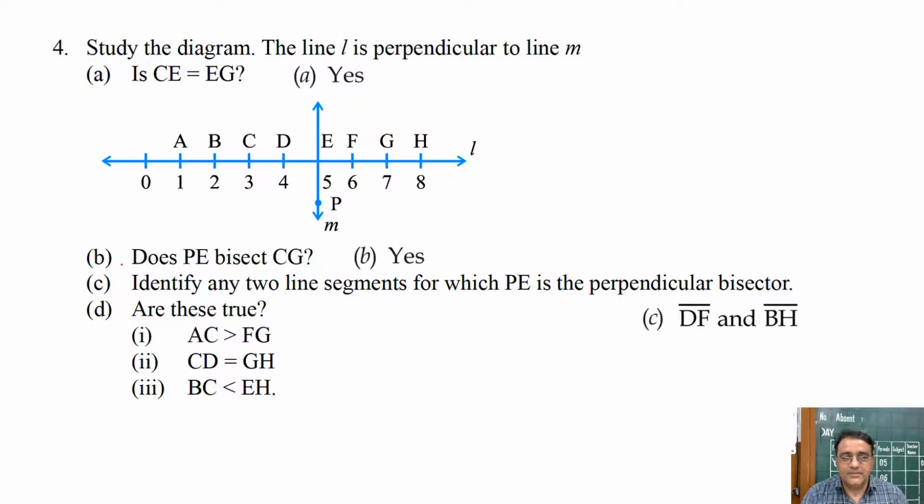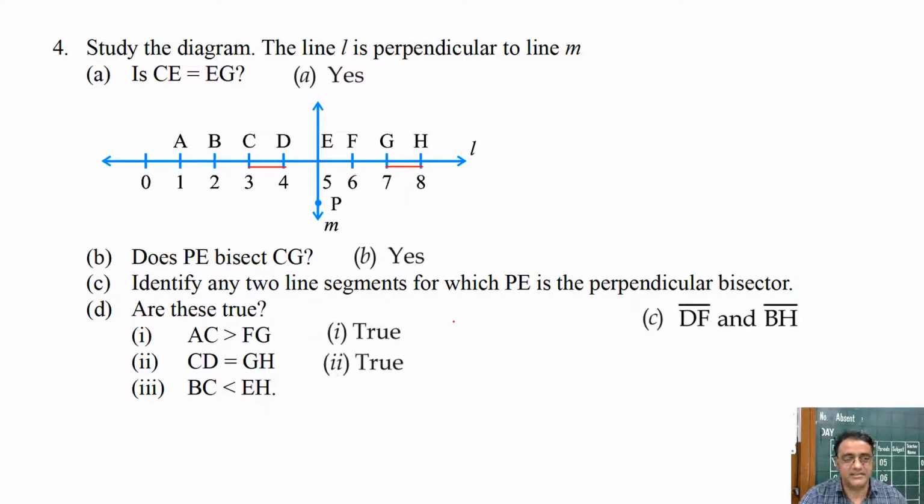So this is question number B and question number C bit. Now third last bit में आ जाओ. Are this true? AC is greater than FG. AC देखो 2 units है और FG is 1 unit. So that means the answer is yes. Now next is CD is equals to GH. CD is 1 unit. GH is also 1 unit.